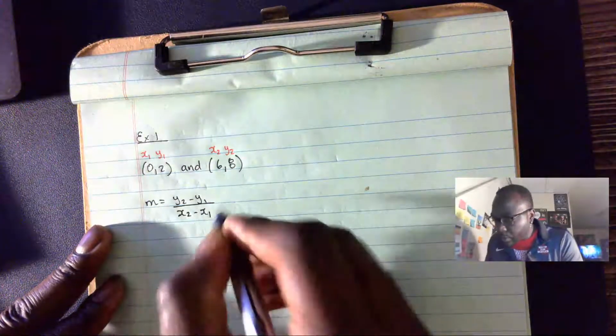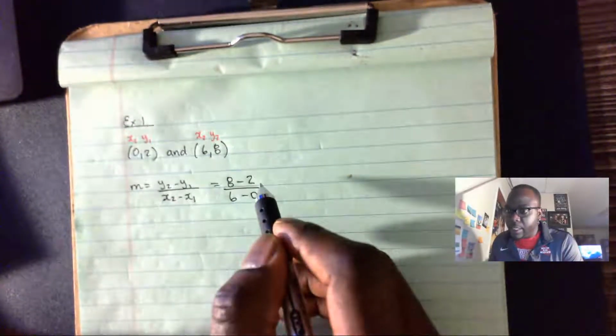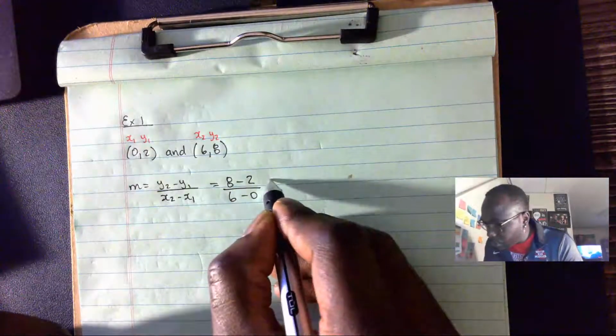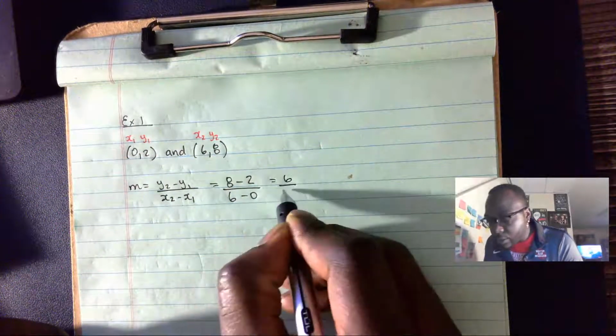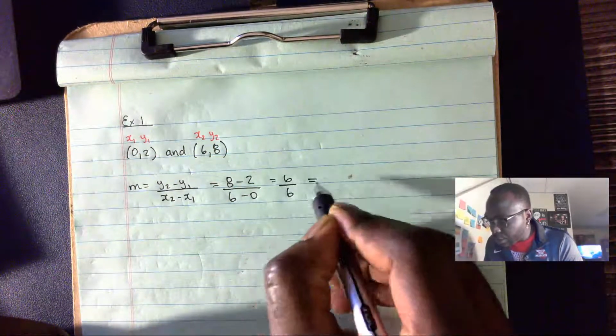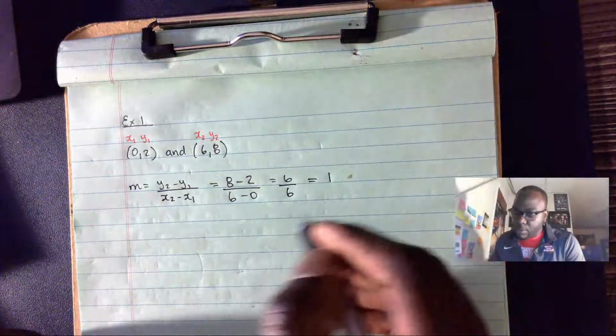when we were finding the equation of a line, we had to find the slope. So slope, which is m, is equal to y2 minus y1 over x2 minus x1. So here I'm just going to substitute these values into this equation. So y2 is 8 minus y1, which is 2, over x2 is 6 minus x1, which is 0. So we have 8 minus 2 is 6, over 6 minus 0 is 6. So 6 over 6 is the same thing as 1. So we have our slope here, which is 1.